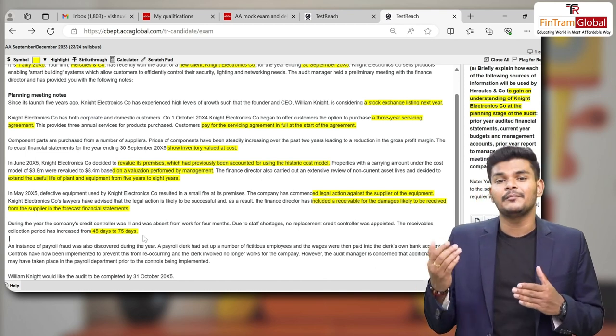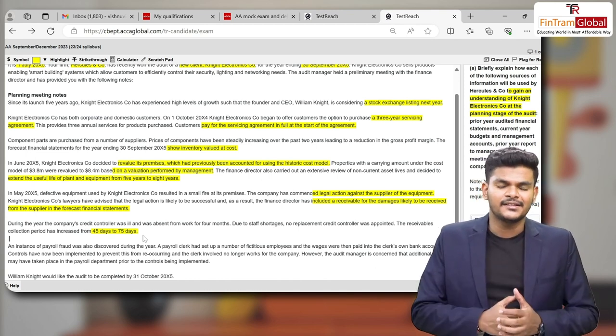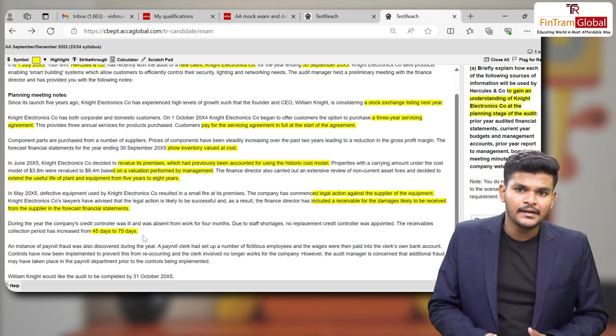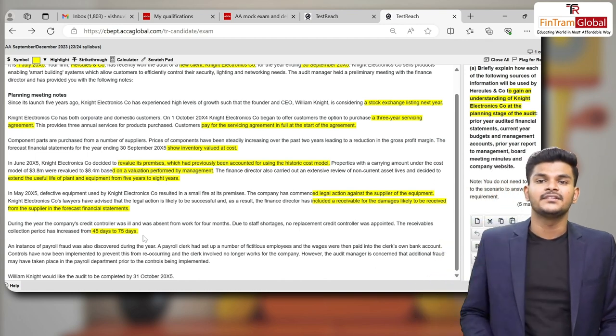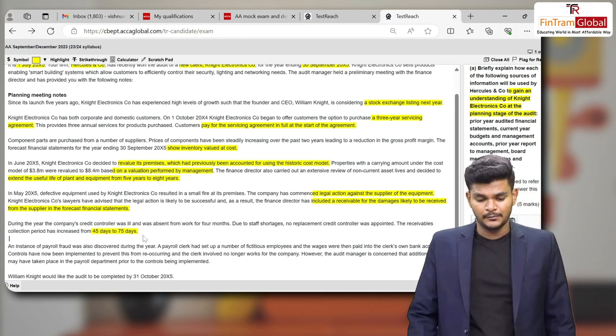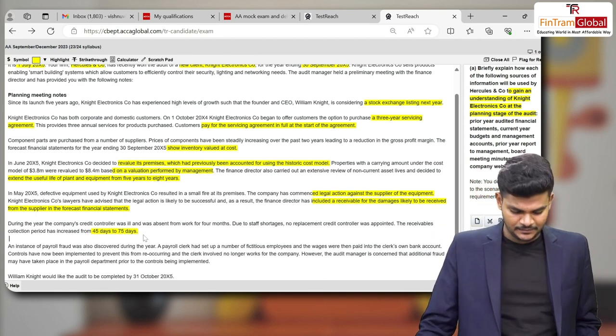Have bad debts been properly included in the trade receivable balance? Have we considered them? Yes or no? Okay, that could be a risk. Okay, folks, if they haven't, then there would be an overstatement of the assets, basically trade receivables, isn't it? So that's basically something we need to highlight.